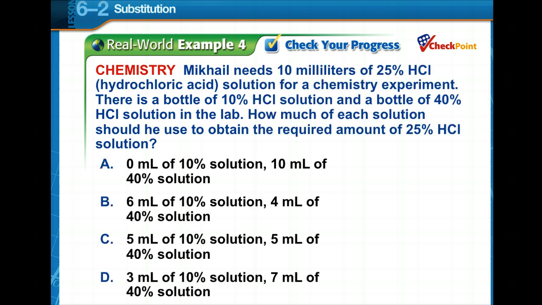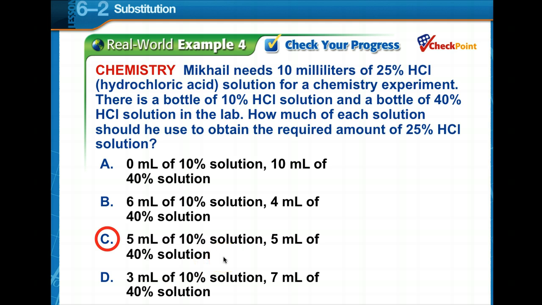Here is a chance for you to try out for yourself. So pause the video, read through the problem, and then select your answer. Restart the video to see how you did. So it looks like Mikhail used 5 milliliters of the 10% solution and 5 milliliters of the 40% solution of hydrochloric acid.